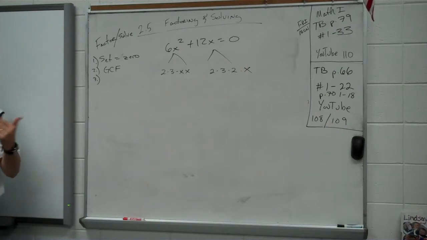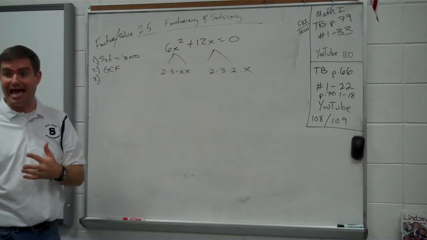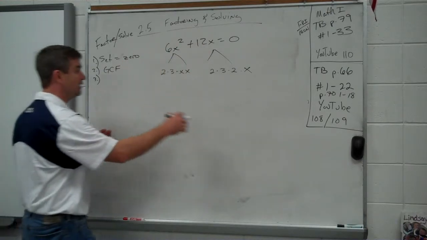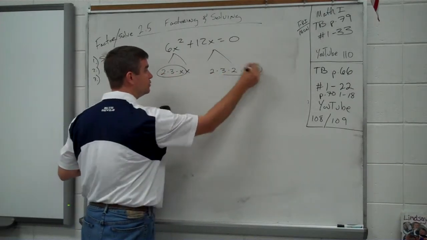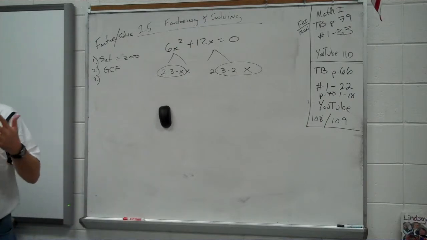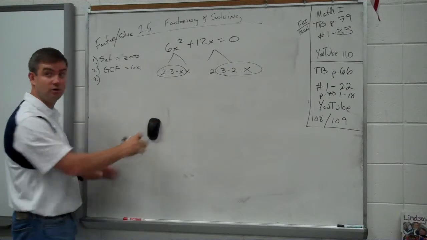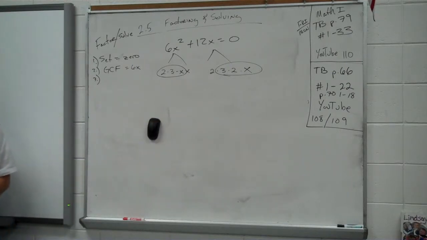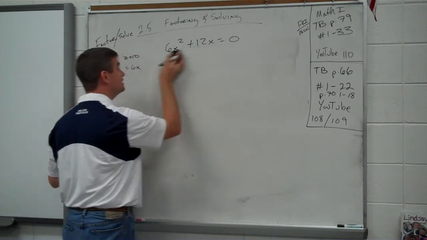Now, you might have been able to look at that and tell. 6x squared and 12x, they're going to have 6x in common. Okay? 2 and 3 and x. I'll circle. 2 and 3 and x, and 2 and 3 and x. That's what they have in common. What is 2 times 3 times x? It's 6x. So in this problem, your GCF is 6x. All right, questions on GCF? We'll do more examples as we go, but that's step number 2, find the GCF.